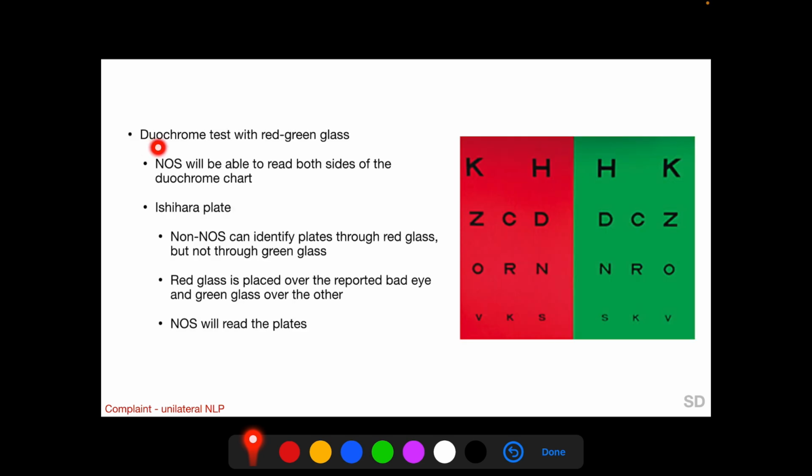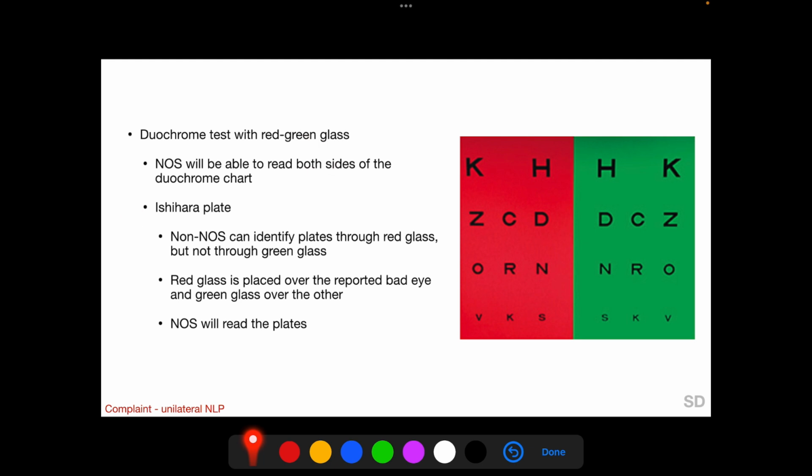In a Duochrome test with a red-green glass and a Duochrome chart, the patient reads the red half of the chart with the eye having the red glass and the green half of the chart with the eye having the green glass, and an NOS will be able to read both sides of the Duochrome chart, which should not have been so if it was actually a situation with unilateral NLP.